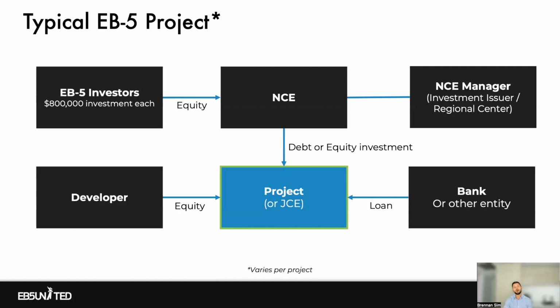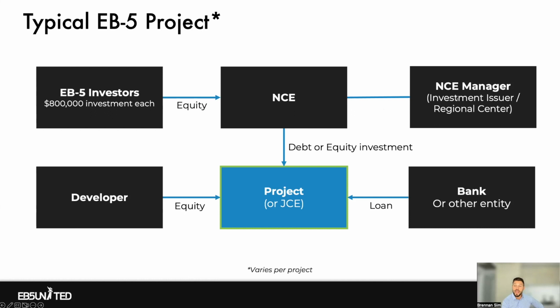All right, let's talk about your typical EB5 project and how it works. In EB5, there are two main terms. One is called an NCE, the other is called a JCE. The NCE is a new commercial enterprise. Usually it's a limited partnership or an LLC. As an EB5 investor, you are buying one share of this NCE. So you own a share of the LLC or the limited partnership worth $800,000.